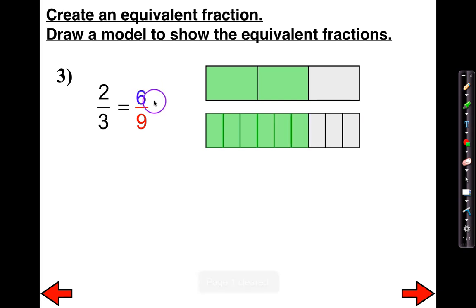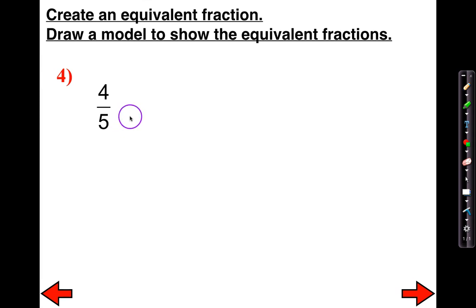But how? Well, if we want a denominator of 9, in other words, we want it into 9 equal parts, what would you have to do to 3 to give you 9? Well, you'd have to multiply by 3, which means you're going to have to multiply the numerator by 3 as well. So 2 times 3 is what gave us 6. So here we know that 6/9 is equivalent to 2/3. Yet again, we can visually see they represent the same exact value.